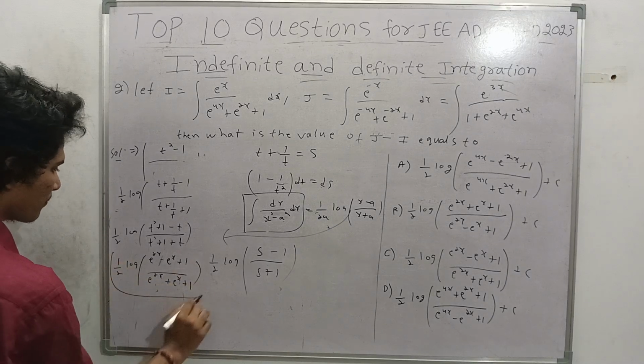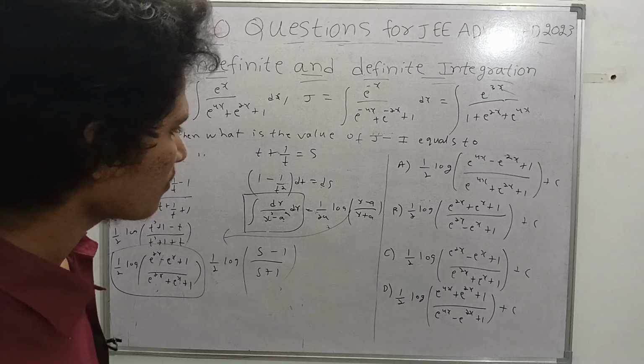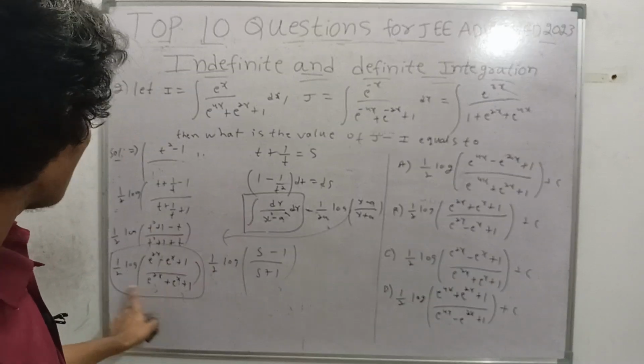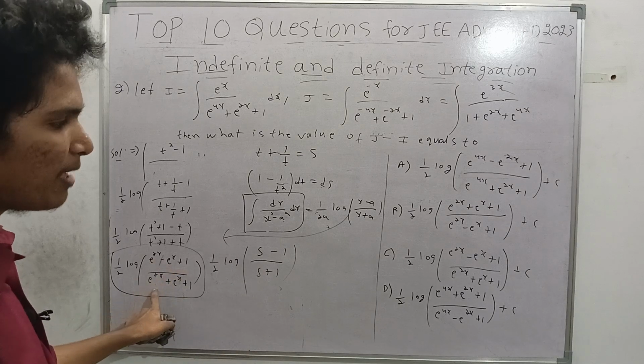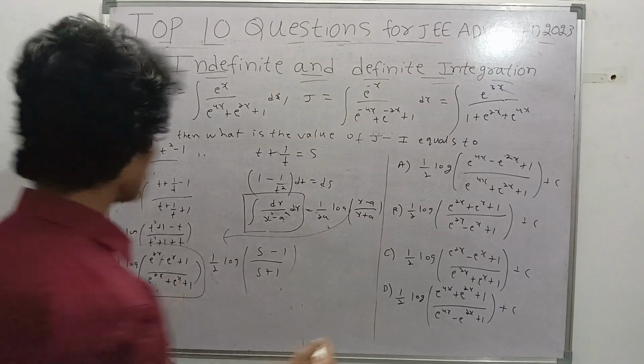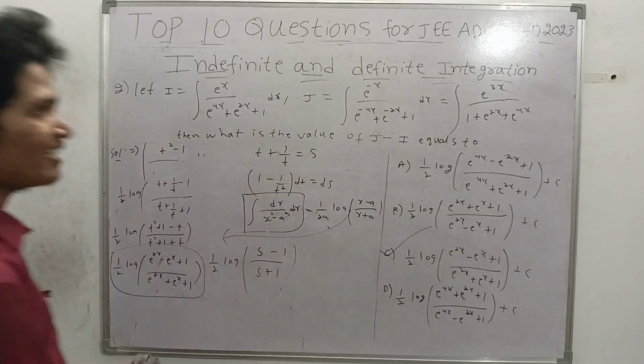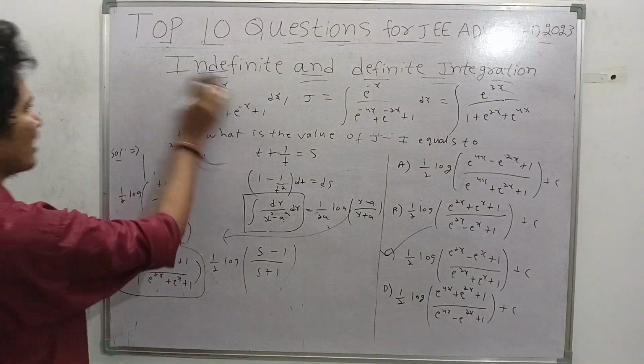So where is the option? Check the option. Same like this: half log of e power 2x minus e power x plus 1 divided by e power 2x plus e power x plus 1. So the option is C. Like this you have to solve. The second question is completed.